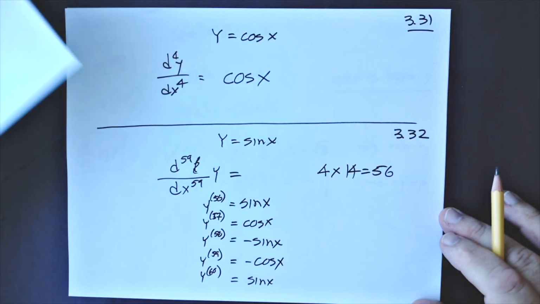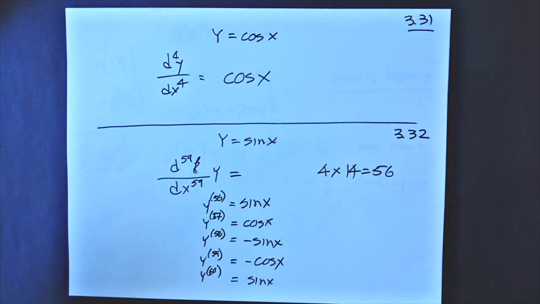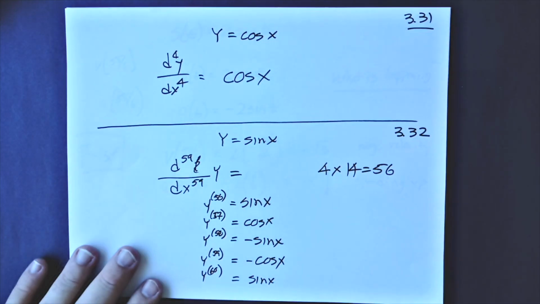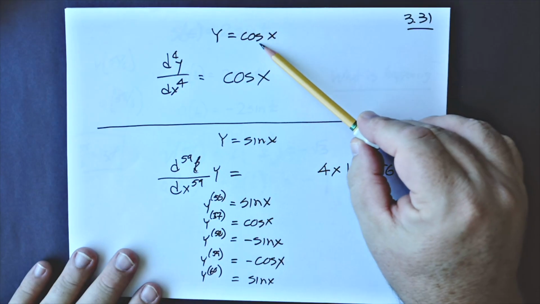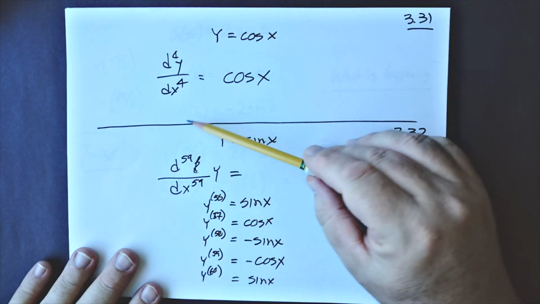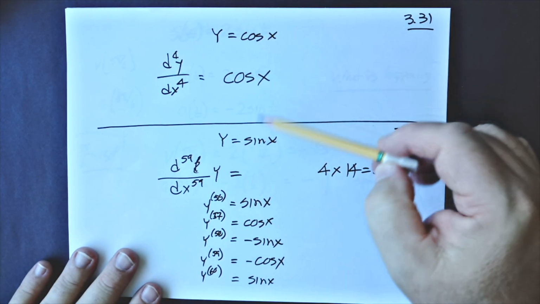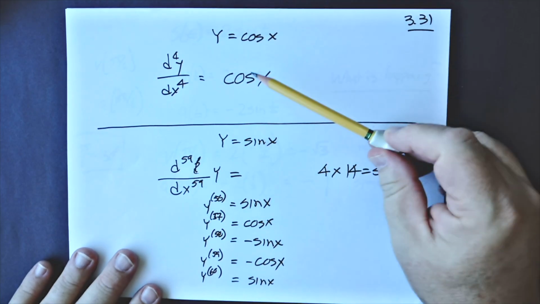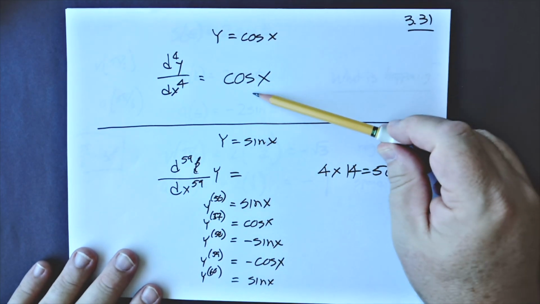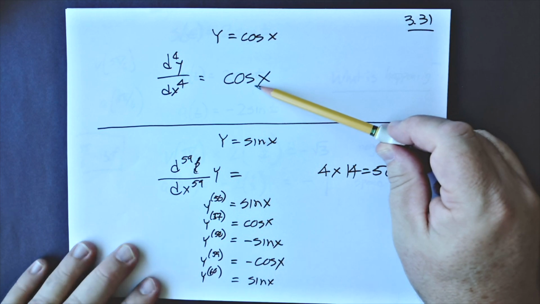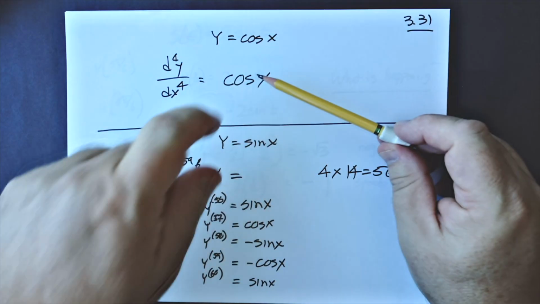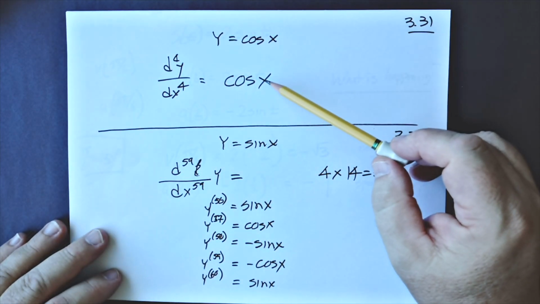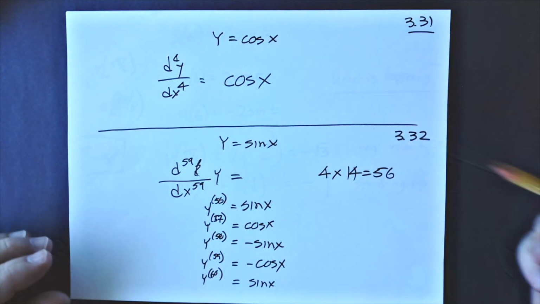Let's see what else we got here. 3.31. Oh, this is our cycling of our derivatives with the sine and cosine. This was super simple. It just said if y is the cosine of x, what's the fourth derivative? Well, you know the fourth derivative is the one that repeats. So the fourth derivative of cosine x is cosine x. The 8th derivative of cosine x is cosine x. The 12th derivative, right? Every multiple of 4 is itself with the cosine and the sine. Not with the others, just these two.